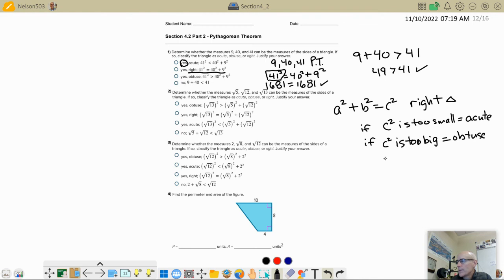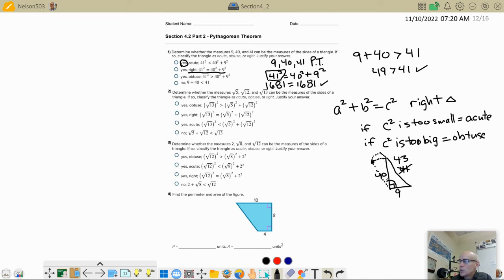Okay, so why does that work? Well, let's do something that looks like 9, 40, 41. 9, 40, 41 was perfect. Let's say 41 got too big and it became like 43. Well, now that 43 side is going to have to come down here, and this side here is going to have to swing out so that they can meet. And this right angle now is bigger than a right angle. It's become obtuse.